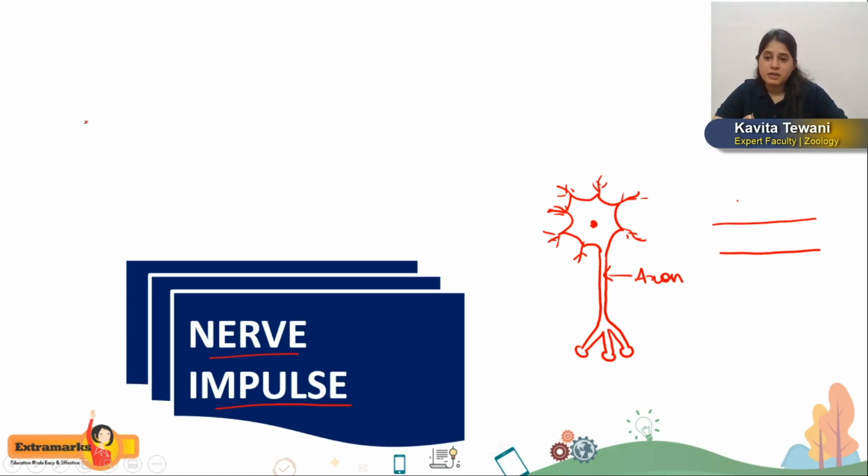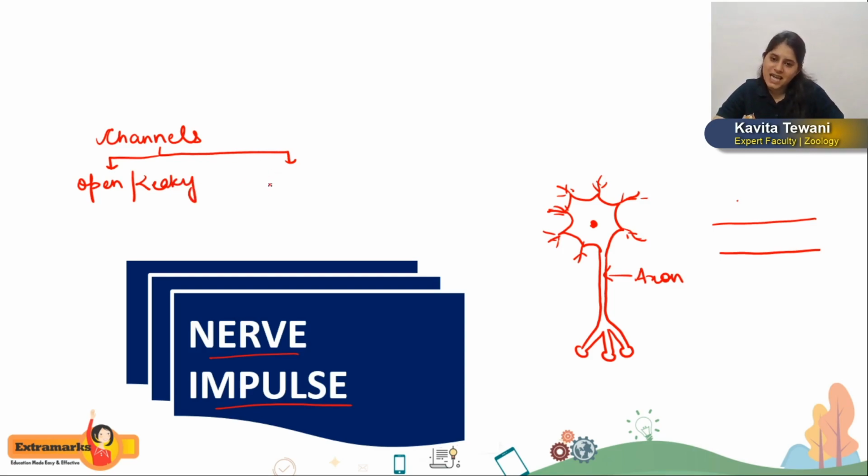Great. Now listen to me. We have to also talk about certain channels. Channels can be of two types. How many types? Channels are of two types. One can be open or leaky channels. Another can be closed or gated channels. Okay. Now, you need to understand this. Certain channels are always open. Always open means they are never closed.